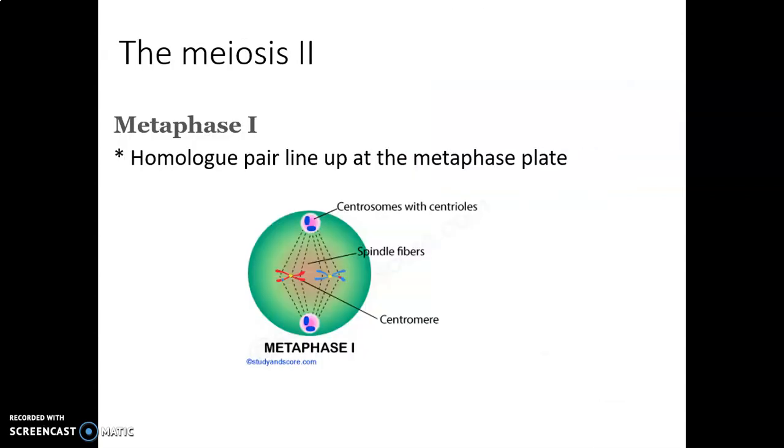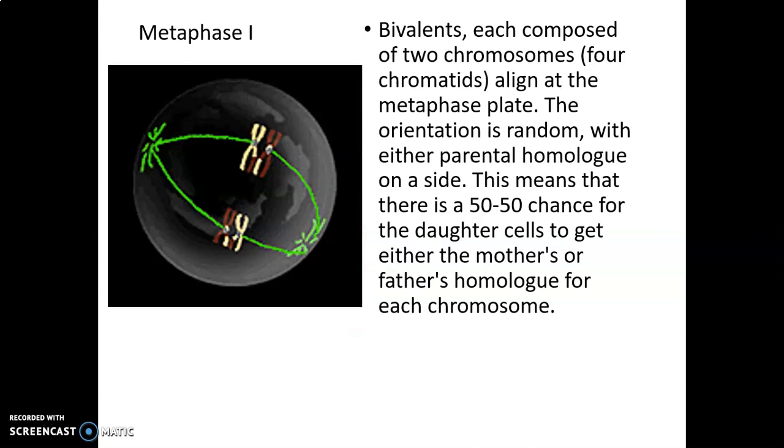Metaphase 1. Homologous pairs line up at the metaphase plate. In metaphase 1, bivalents, each composed of two chromosomes or four chromatids, are aligned at the metaphase plate. The orientation is random, with either parental homolog on a side. This means that there is a 50-50 chance for the daughter cell to get either the mother or father homolog for each chromosome.